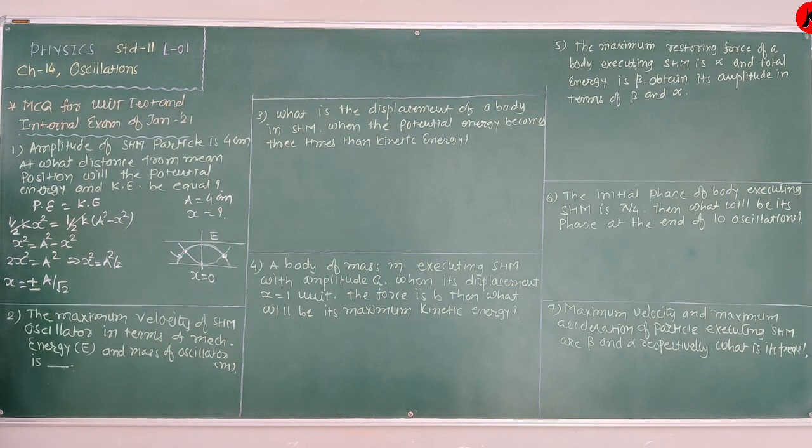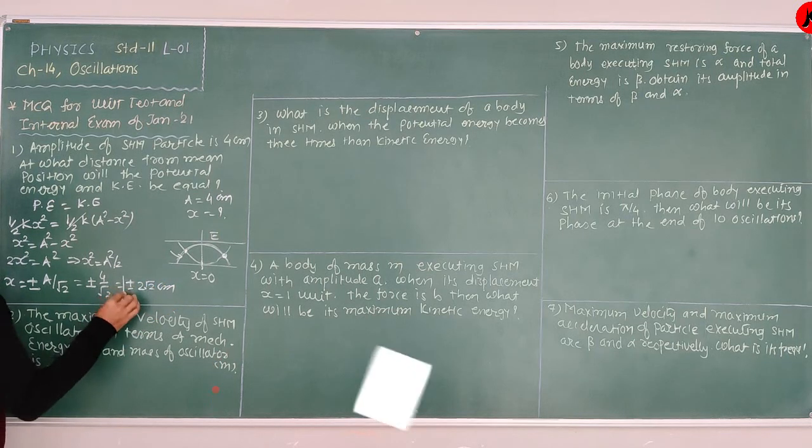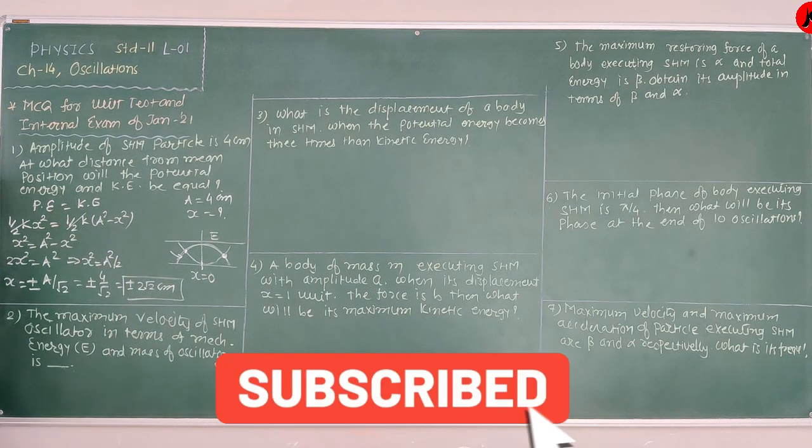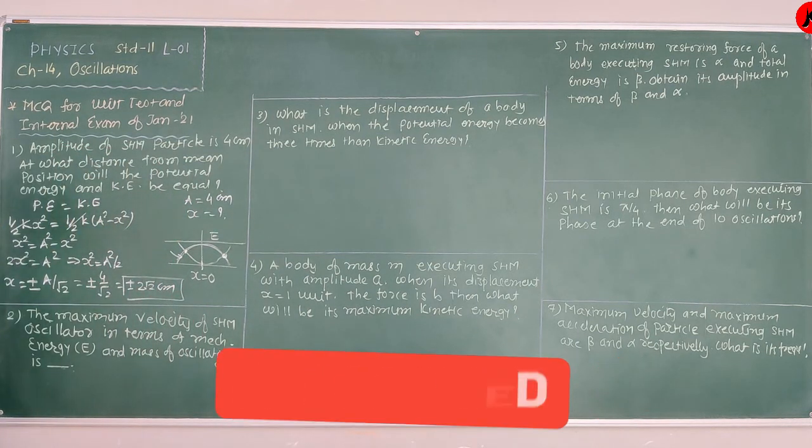Right. Now the value of A is given, that is 4 centimeter. Plus or minus 4 upon root 2, therefore plus or minus 2 root 2 distance from the mean position. The kinetic energy and potential energy become equal.